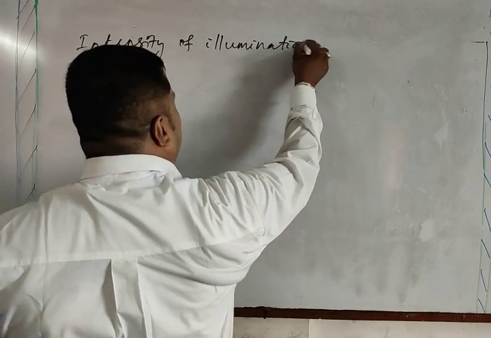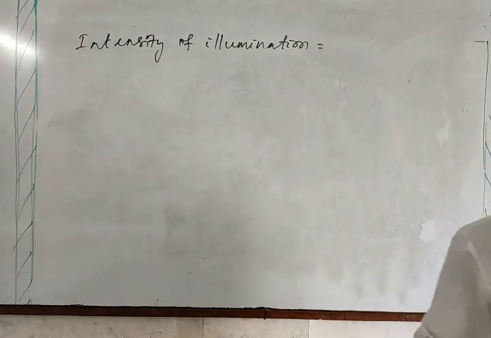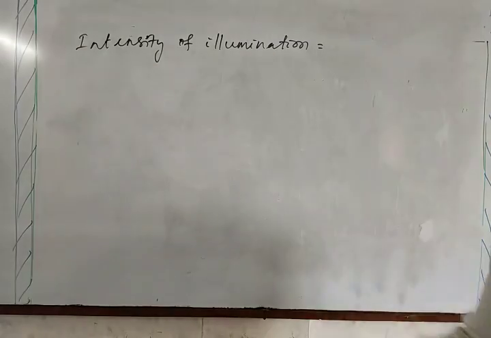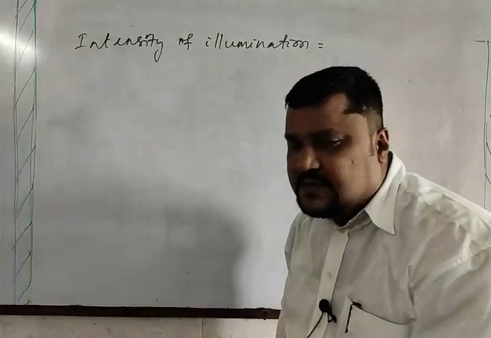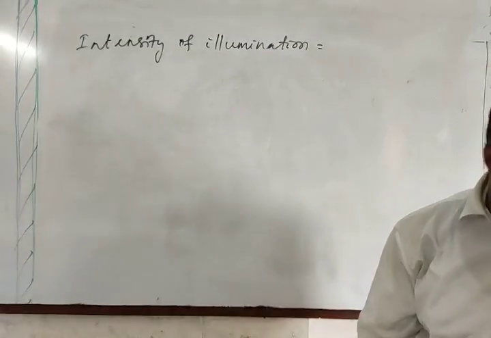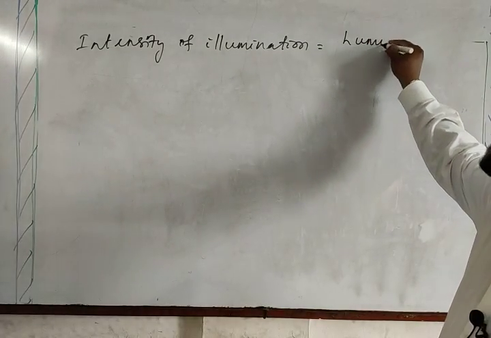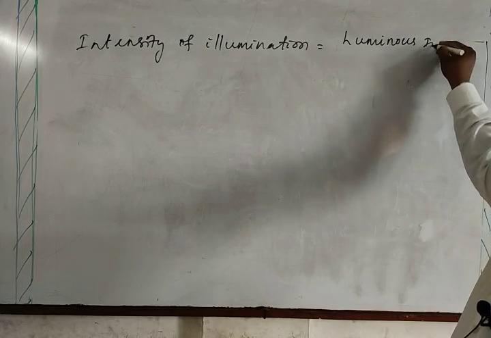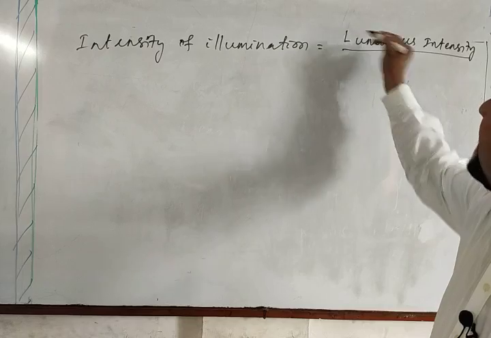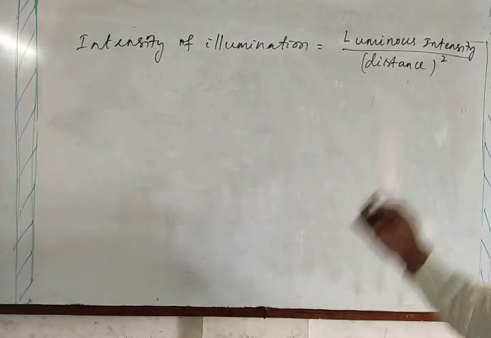This parameter comes in optics. If you see an object, it is because of its illumination. The object is giving some energy, since light is a form of energy. What is the intensity of illumination? The intensity of illumination is the luminous intensity divided by distance square. So luminous intensity, already you know that.